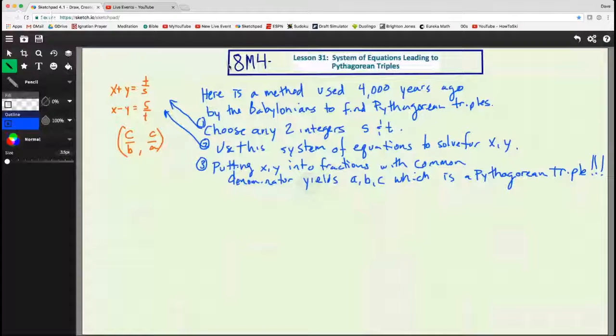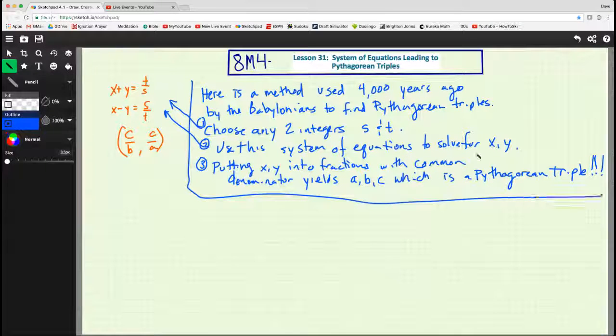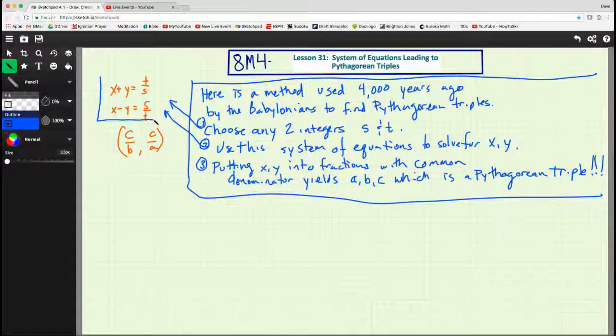Now, this is what is totally cool, and maybe why I raced so fast to get here, because this is just awesome. 4,000 years ago, the Babylonians used this method to find Pythagorean triples. I don't know if in 8th grade they were doing this, but there were very smart Babylonians that knew that if you solved this simultaneous equation, you could find Pythagorean triples. But the way that you set it up, you had to come up with 2 integers, s and t.